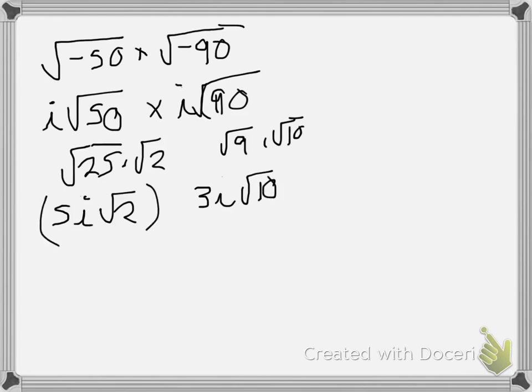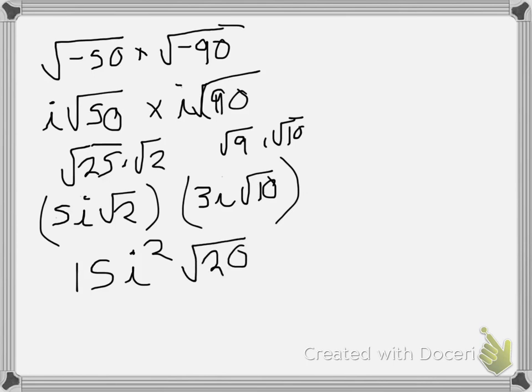Now we have to multiply this together. Guys, what is 5 times 3? Well, that is 15. What is i times i? That's i squared. Now, the square root of 2 times the square root of 10 is the square root of 20. So we've got a little bit more work to do. 15 is still going to be 15. What is i squared, ladies and gentlemen? Well, if i is the square root of -1, then i squared is -1.